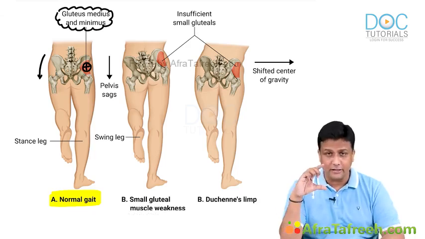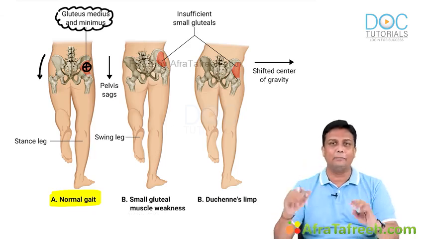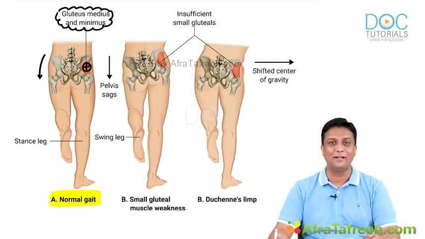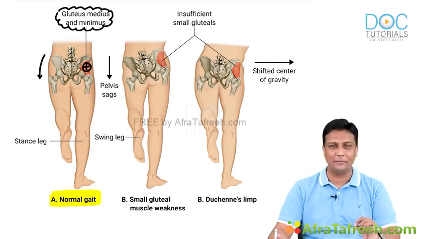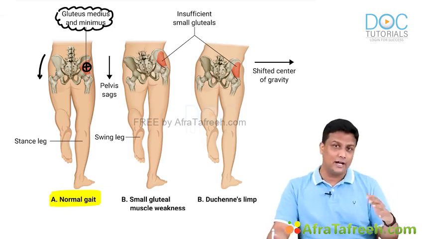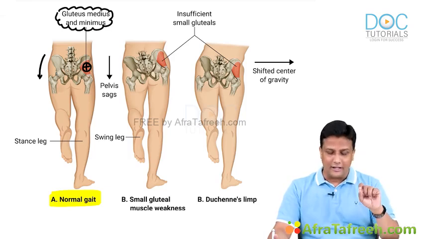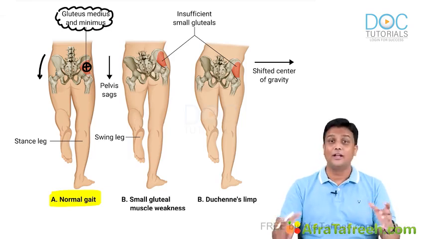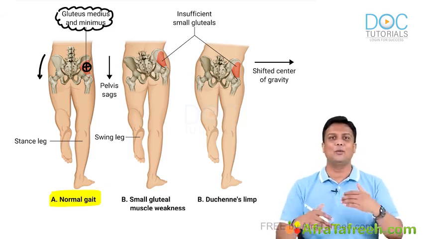Okay, I'm just writing the plus sign there. That will contract and actually help in abduction at the hip joint. That is the meaning of abduction over here. So those two will contract and they will not allow the pelvis on the other side to actually fall down. And that is the reason why I told you that they are going to stabilize the pelvis while walking.